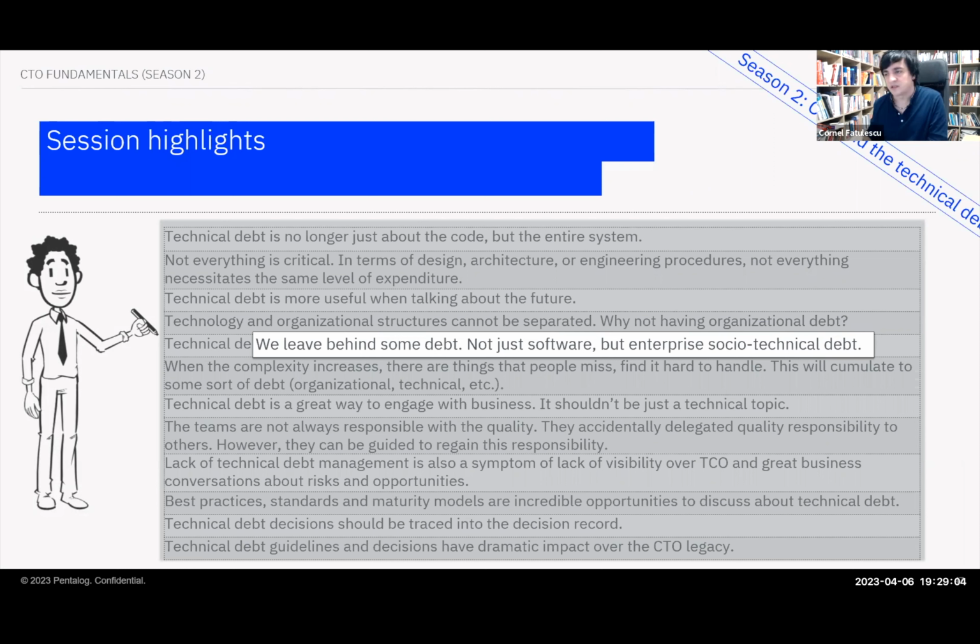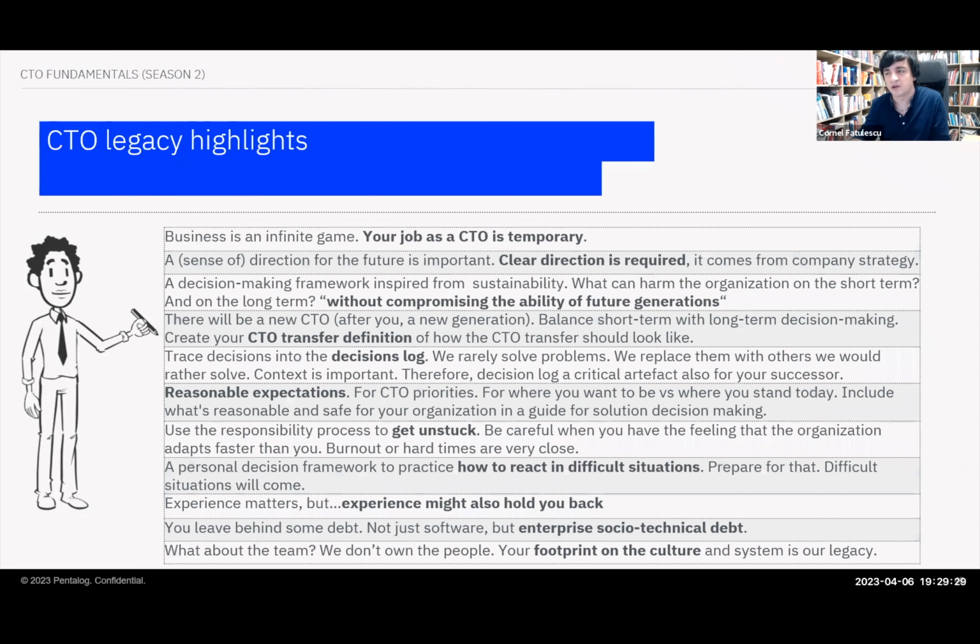We've seen CTOs that took a very radical approach and said we stop there and we start a new system. I'm not going to say it's better or not, but the entire idea of the debt in those areas was erased. It needs to be social technical debt. This is what matters the most from a legacy perspective. So this is how we wrap it up.